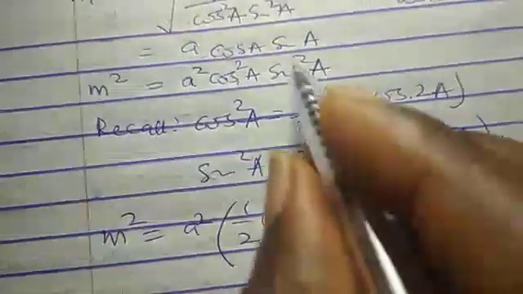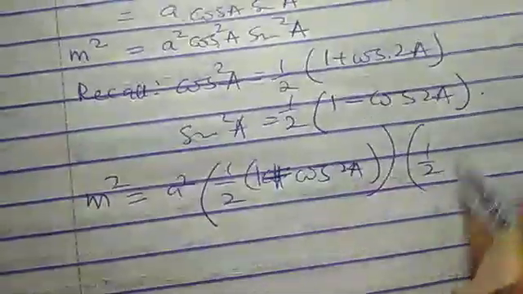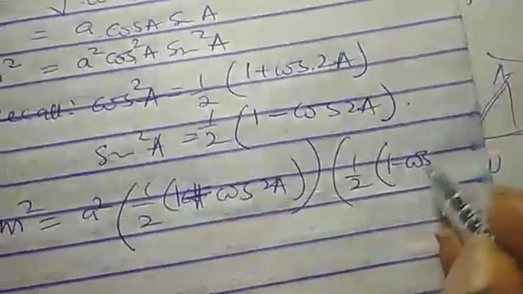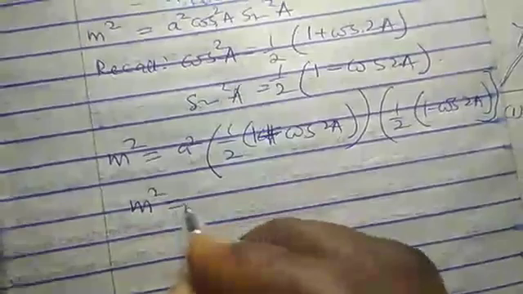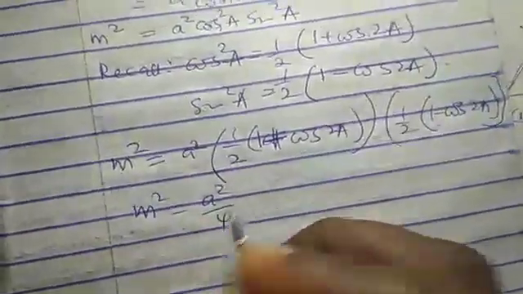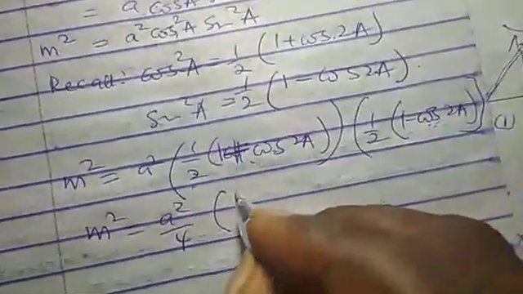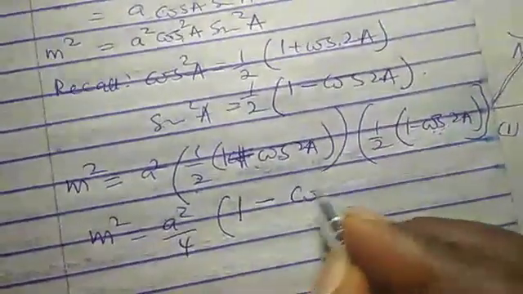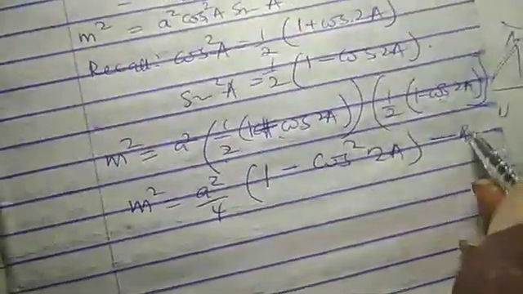Another one: sin square a is half into 1 minus cos 2a. Our m square will now be a square over 4, this half times this half is 4. If we expand this, it is a difference of two squares, so it will just be 1 minus cos square 2a. Let's take that one as star 1. Now I am done with m.